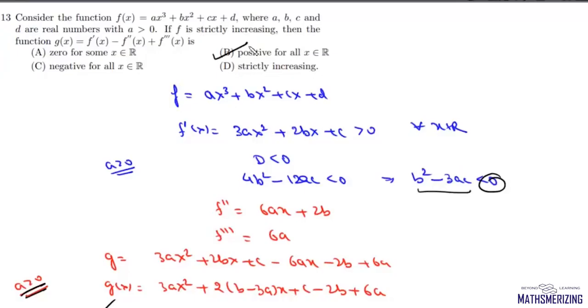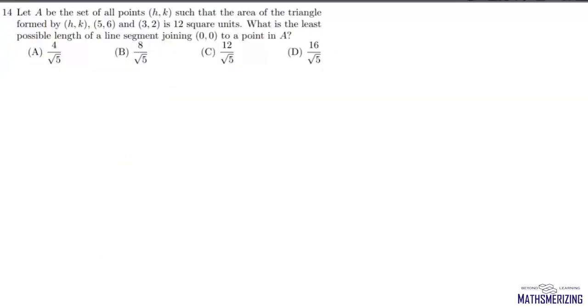Now question number 14 is, let A be a set of all points such that the area of the triangle formed by (h, k), (5, 6), (3, 2) is 12, and what is the least possible length of a line segment joining the origin to a point in A. Now we know that the area of a triangle is given by 1 by 2 times the determinant with rows h, k, 1; 5, 6, 1; 3, 2, 1, and it should be equal to plus or minus 12.